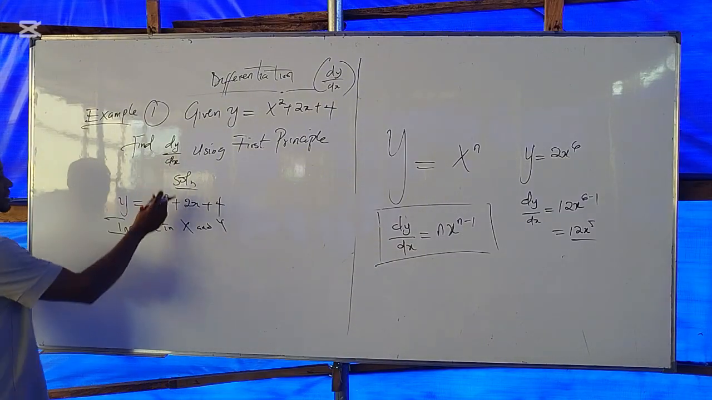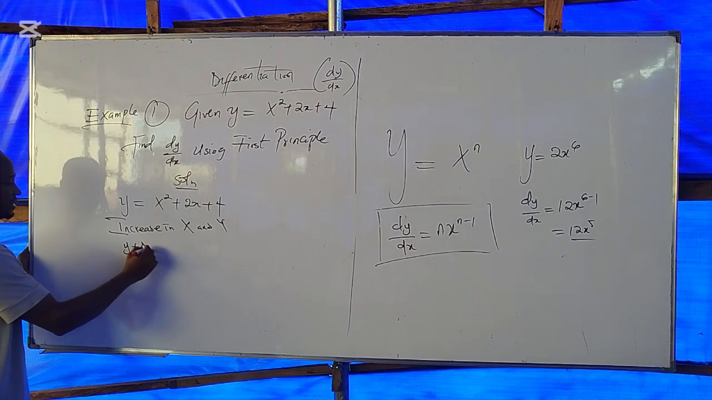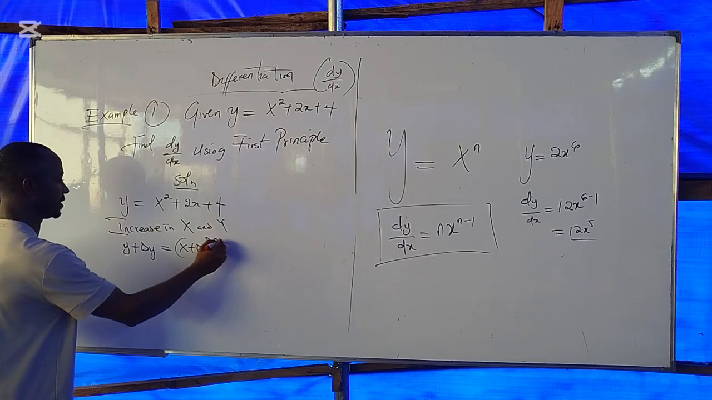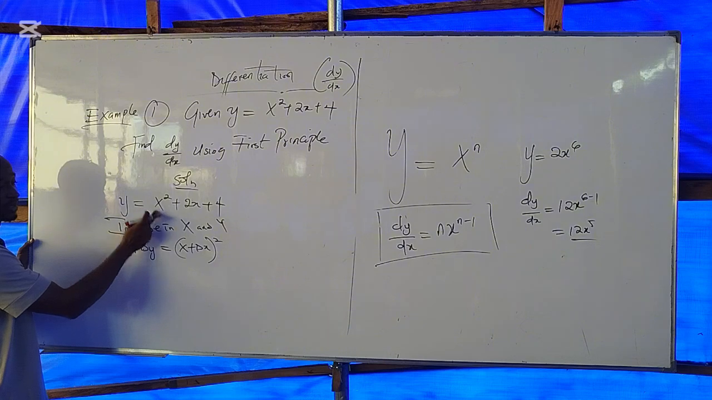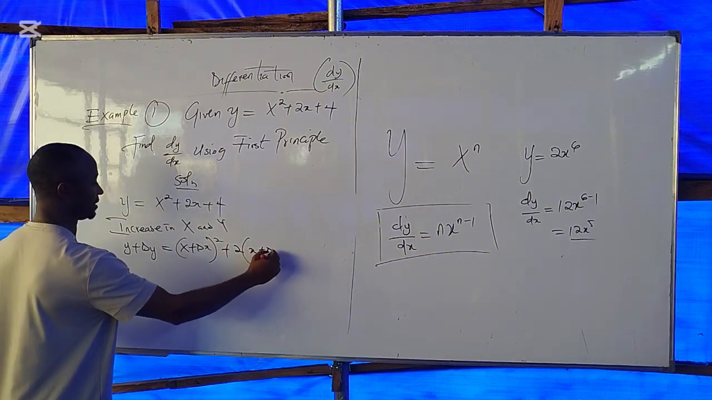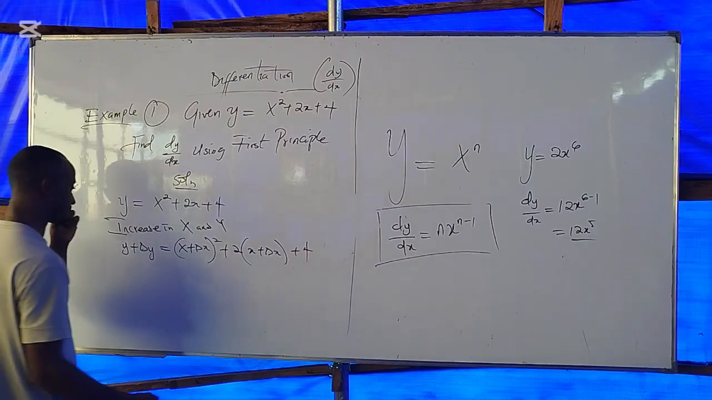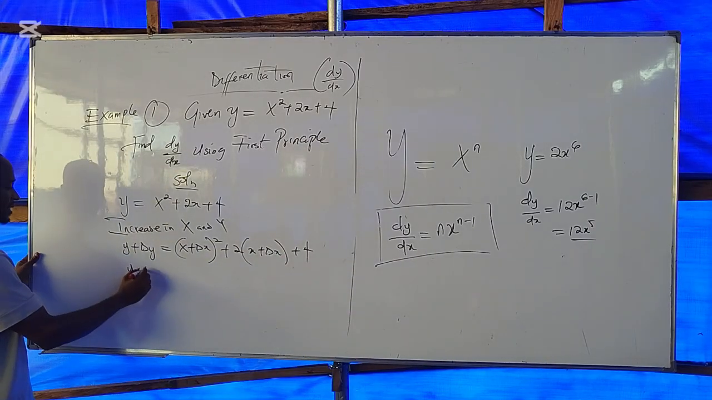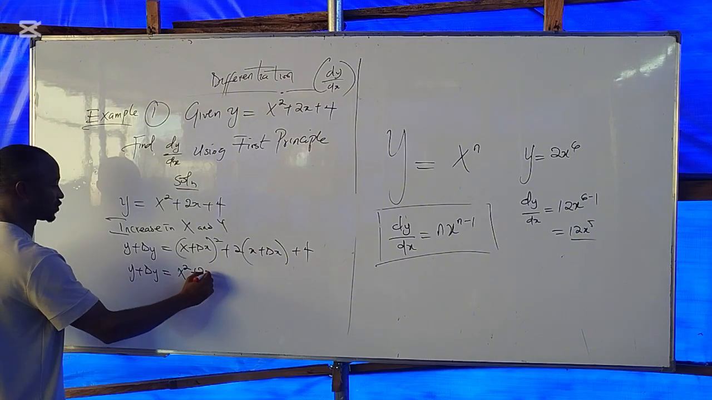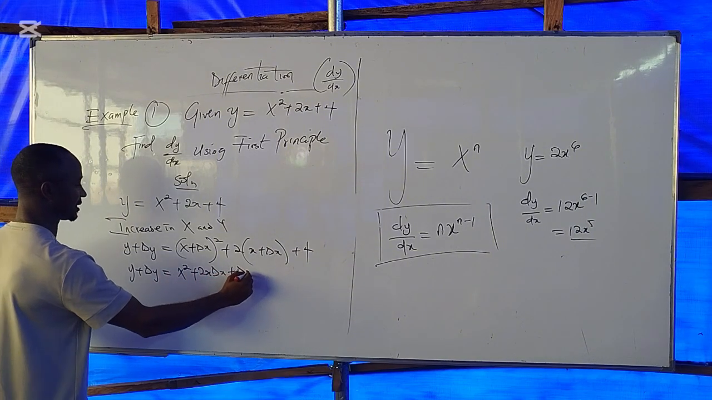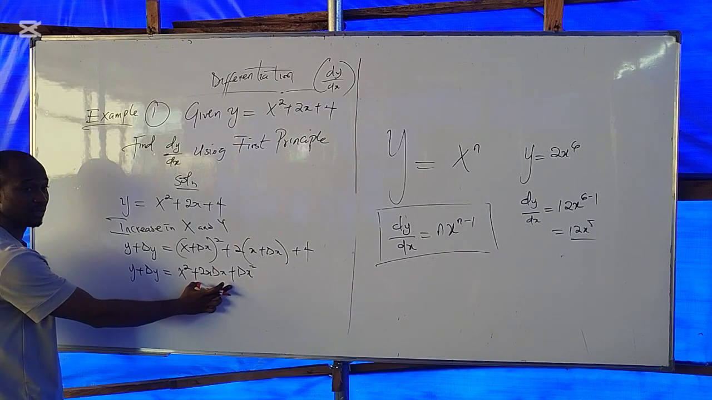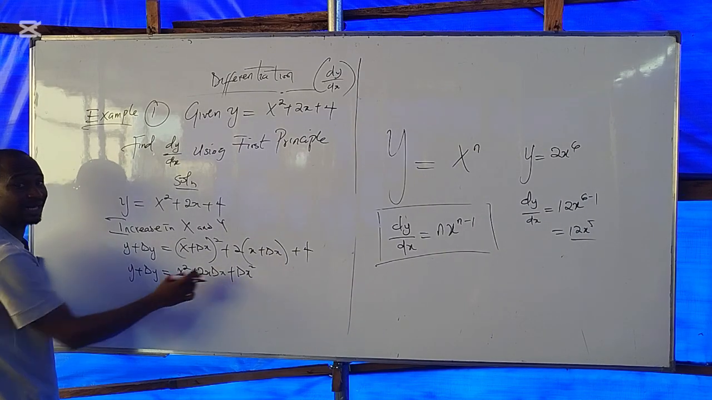So for this, it becomes y plus delta y equals x plus delta x all squared. I'm replacing x with x plus delta x here, plus 2 times x plus delta x, plus 4. Then we have y plus delta y equals, can we expand this? This should be x squared plus 2x delta x plus delta x squared. Are you aware of this? If we expand it, this will give us this. Can I proceed?